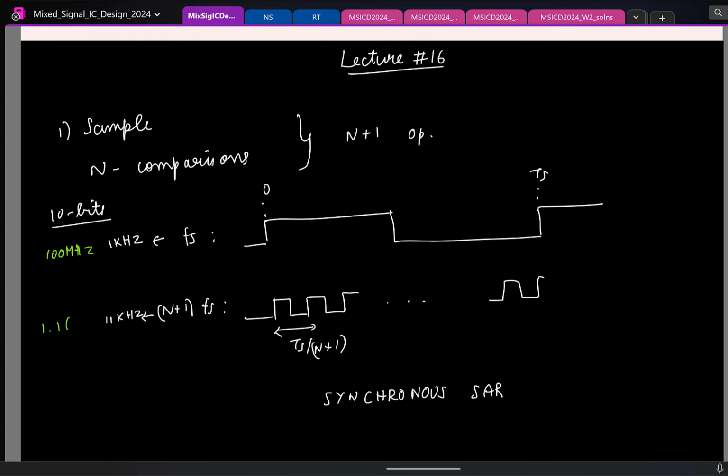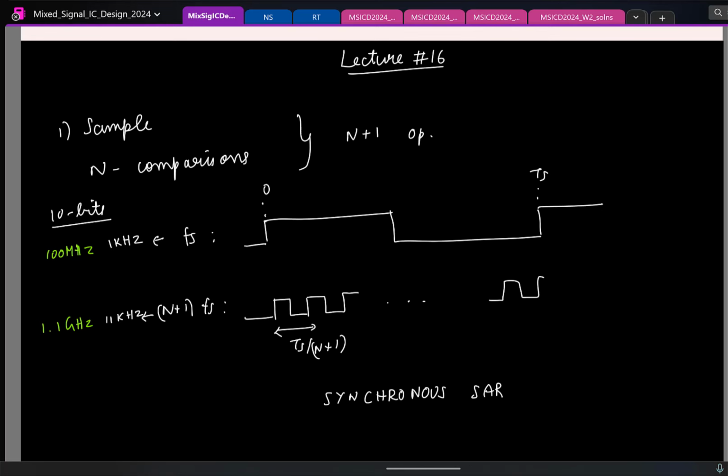11 times is 1.1 gigahertz, which obviously seems like a difficult thing to do, right? So because of this, for a very long time, SAR was always treated as a low speed ADC. But later people recognized that instead of having to feed in this high frequency clock and do these operations in a synchronous fashion, we can do all these n+1 operations in an asynchronous fashion, right?